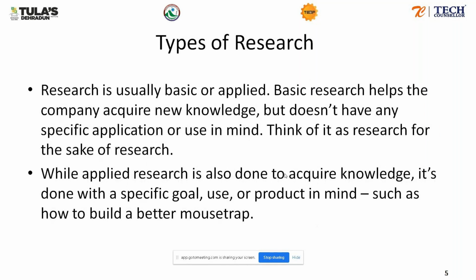There are two types of research: one is basic, the second is applied. In this lecture, we will be talking about applied research. Basic research helps the company acquire new knowledge, but it does not have any specific application or use in mind. Whereas applied research is done to acquire knowledge with a specific goal or product in mind. Whenever we are working in a company, we always do applied research in order to make a new product which the company shall be able to launch sooner or later.